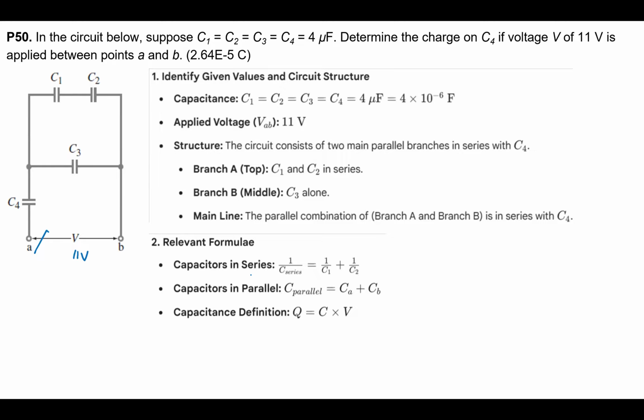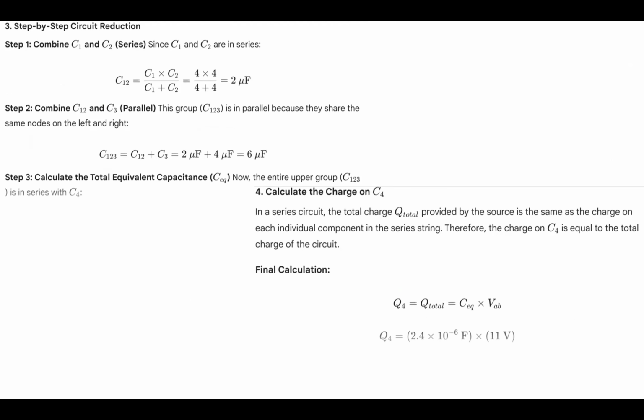So for capacitors in series, we have this one. In parallel, we have this one. And the capacitance definition is given by Q equals C times V. So now if you look at it, first these are in series, and this one and this one are in parallel, and all of this and this one are in series. Okay, so you need to find those things.